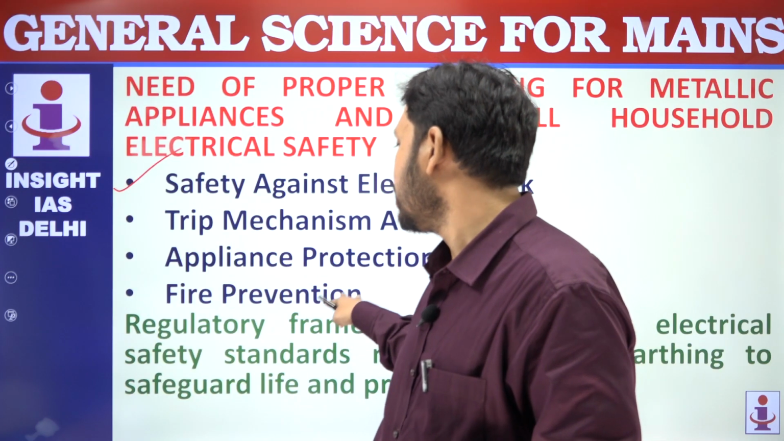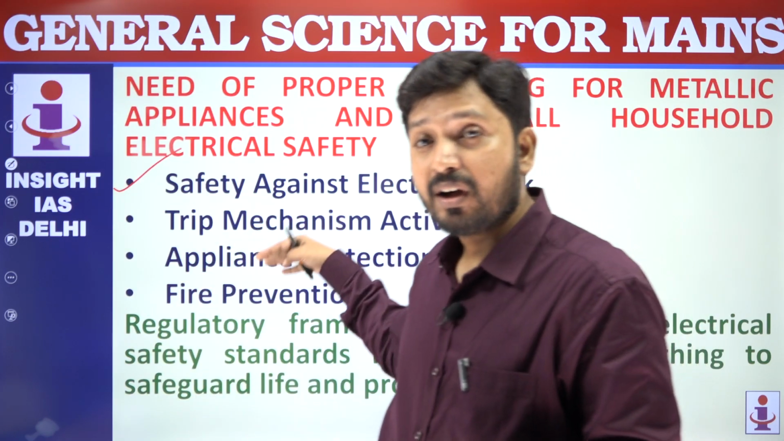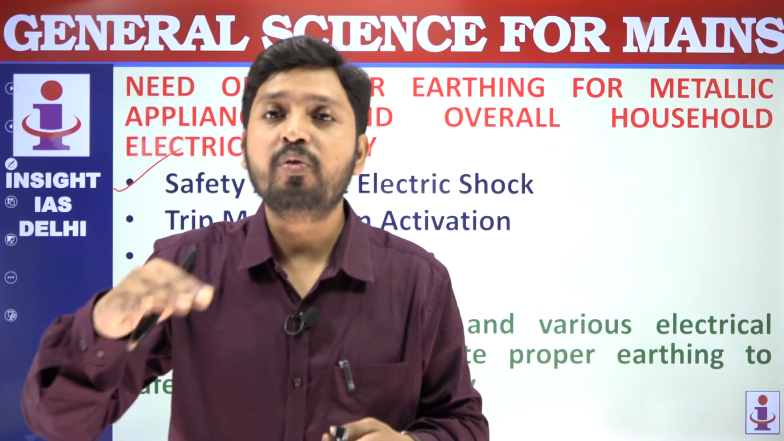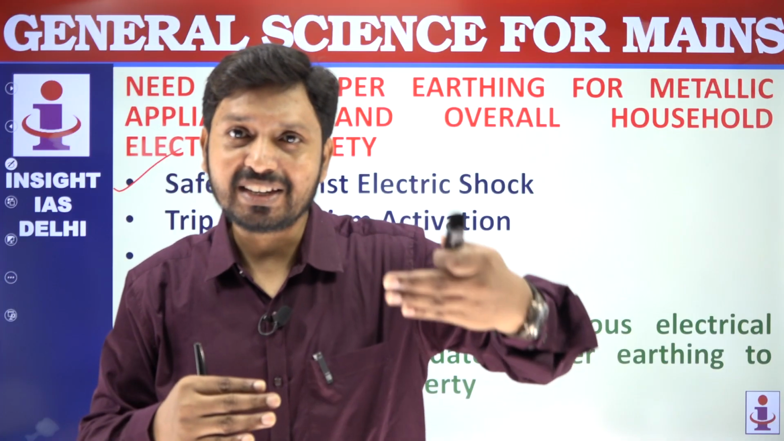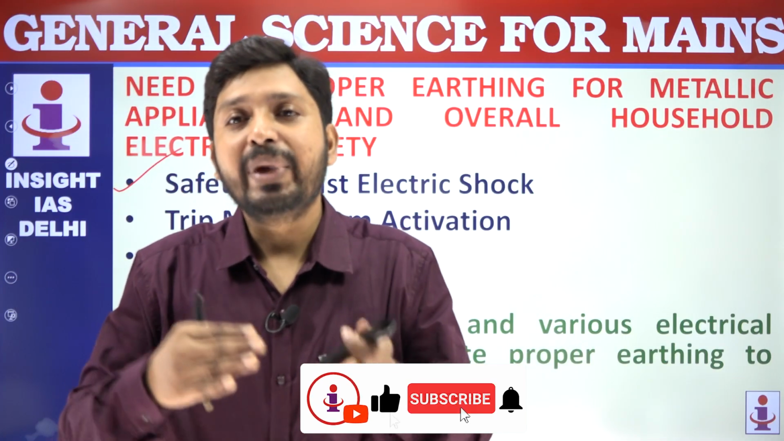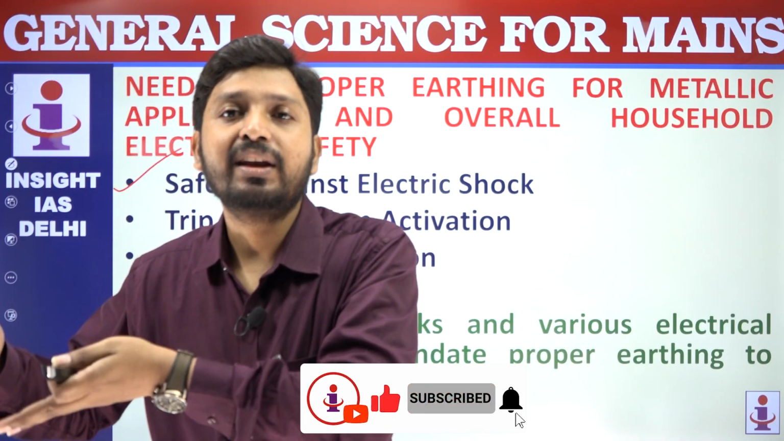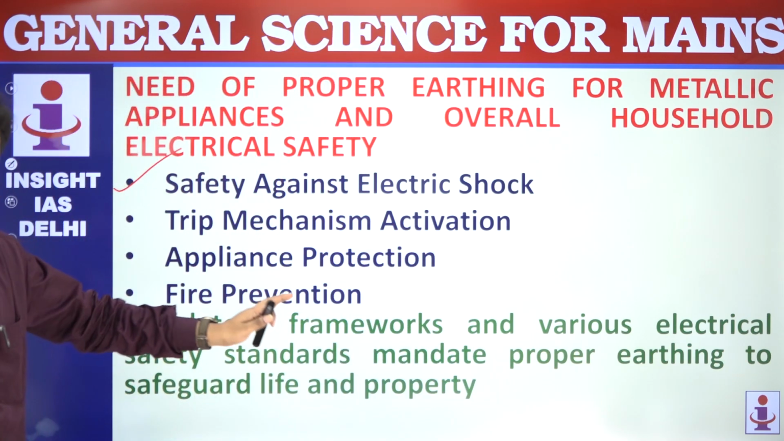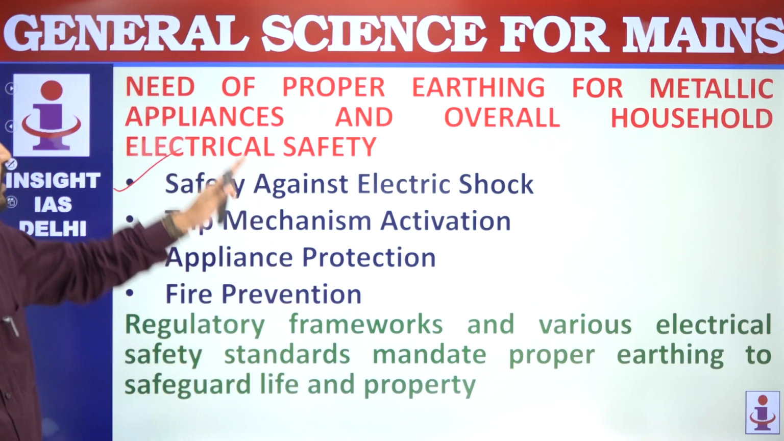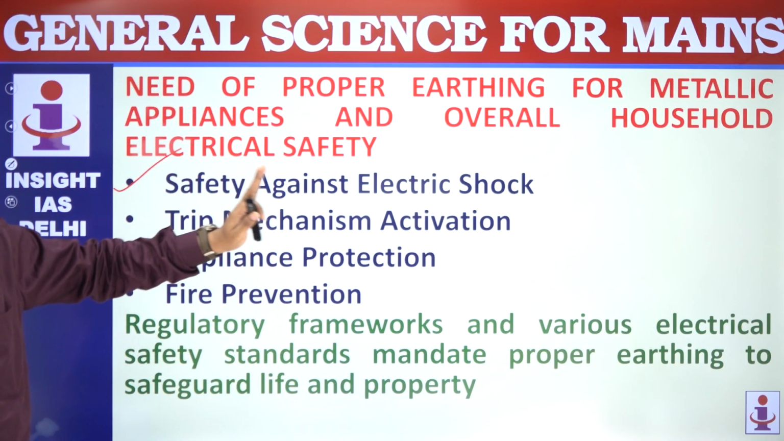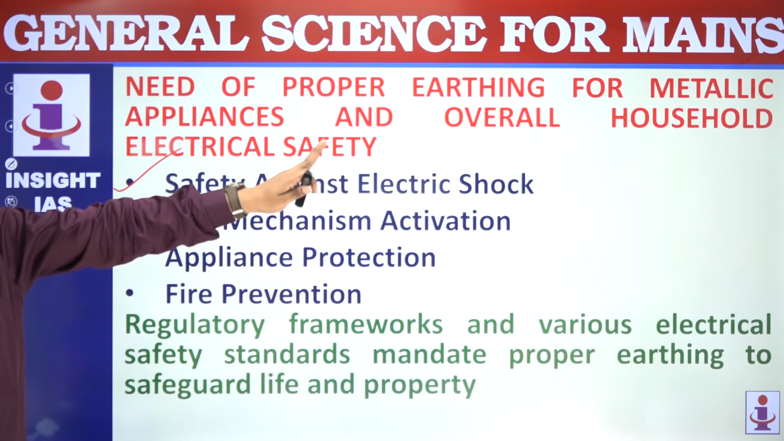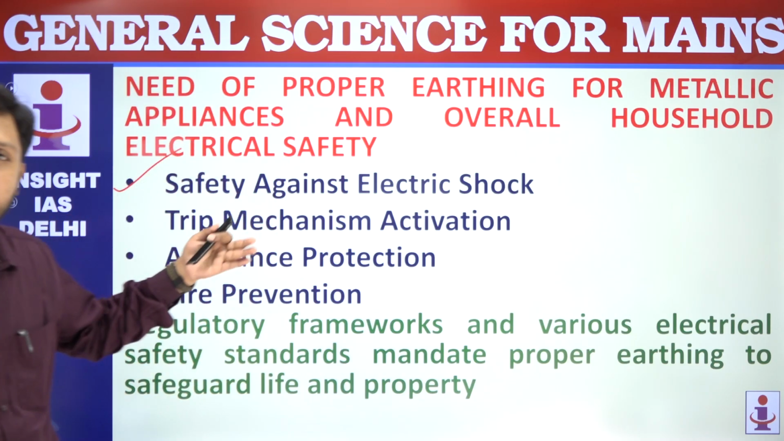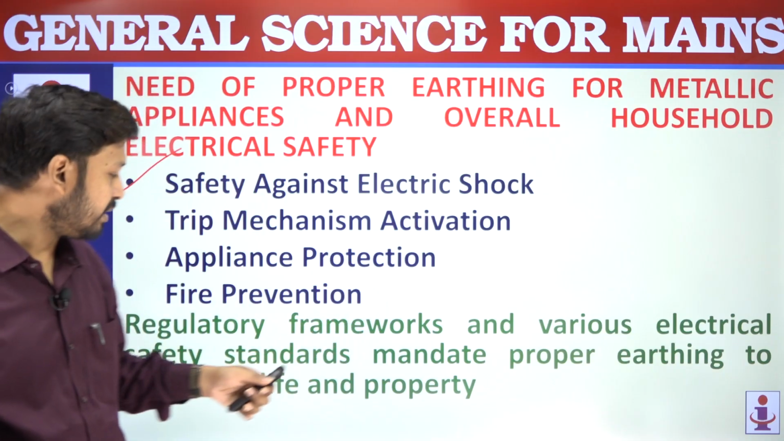Apart from that, fire prevention. Whenever an earth wire is there, it reduces the heating. When there is excess heat, it can produce sparks and then fire, but when earthing is there, it helps prevent fire also. Is it clear? So these are the reasons why we need proper earthing in the house, so that damage can be avoided and all these things can be saved.